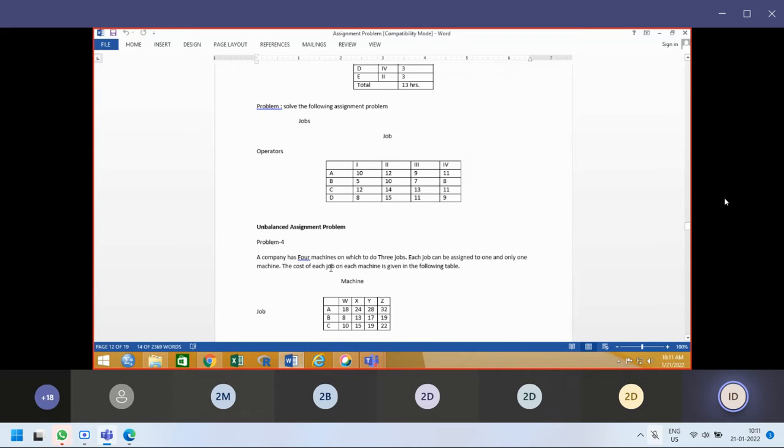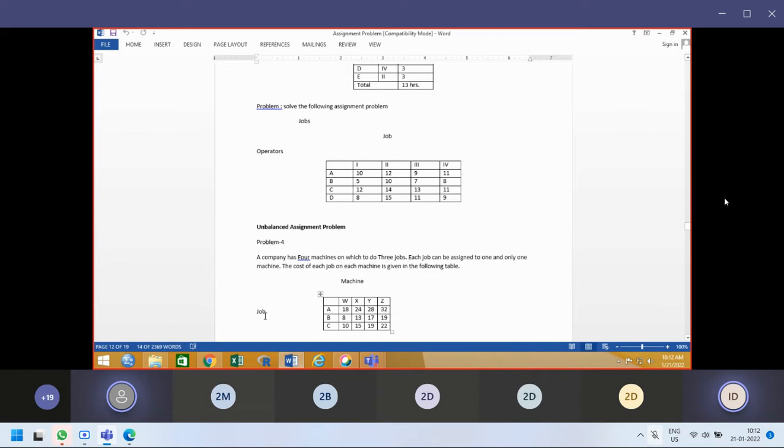A company has 4 machines. I will explain the problem; we are not going to solve it again. A company has 4 machines on which to do 3 jobs. How many machines are there? 4 machines are there. Come on, let us make it an interactive class. How many machines are there? 4 machines are there, right?